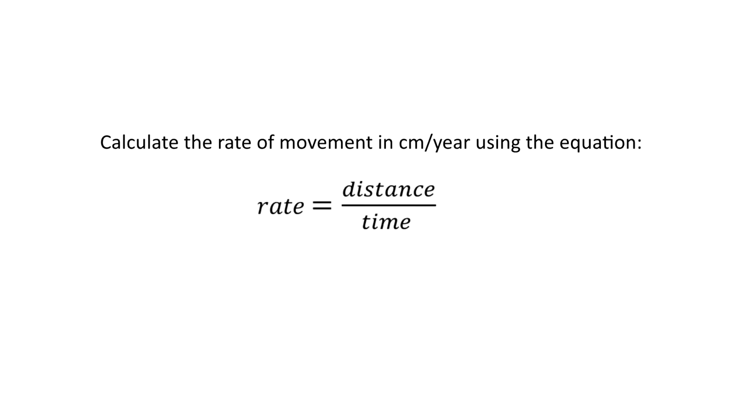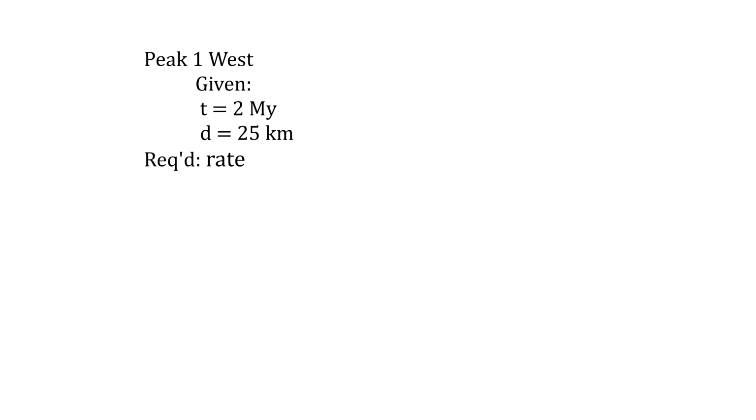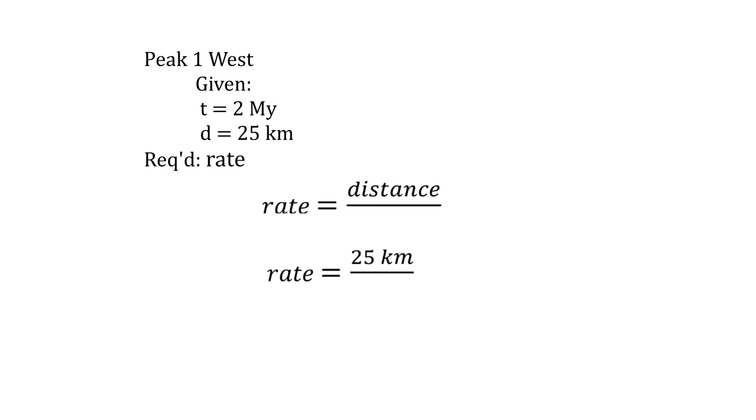Calculate the rate of movement in centimeters per year using the equation rate is equal to distance divided by time. For example, for peak 1 west, the time is 2 million years and the distance is 25 kilometers. Calculate for the rate. Rate is equal to distance, which is 25 kilometers, divided by the time, 2 million years. The rate is equal to 12.5 kilometers per million years.